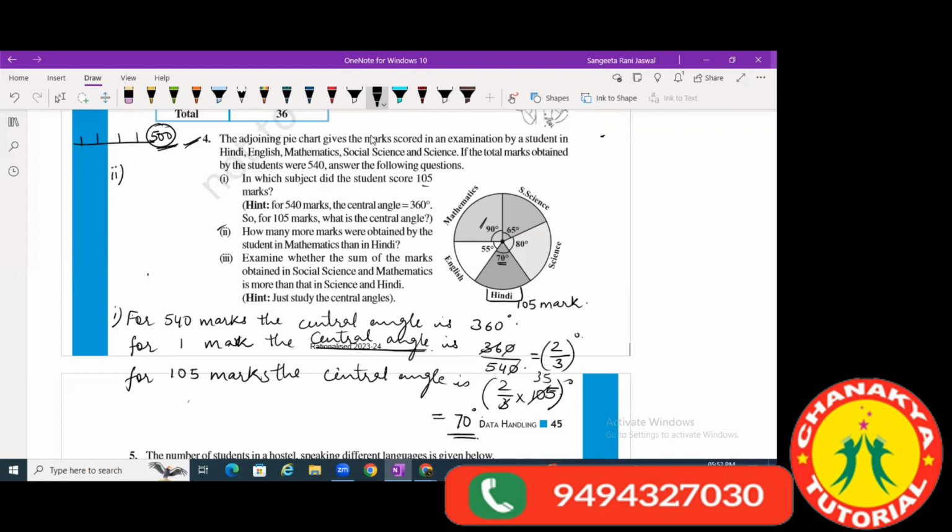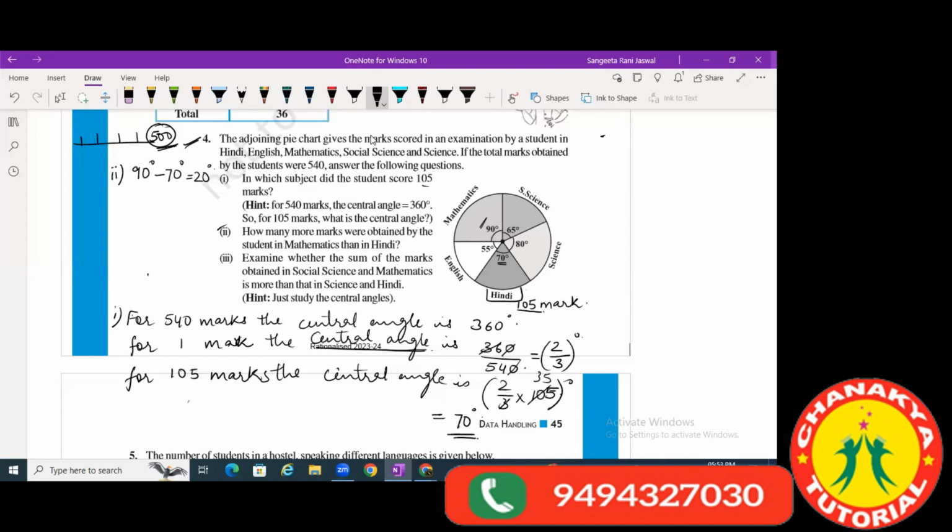But we have to find the number. How many marks is he getting? In Hindi, he is getting 105 marks. So, like that, how many marks is he getting in mathematics? So, what do we do here? We have maths is given as 90 degrees. Hindi is given as 70 degrees. So, the difference between the degrees is 20 degrees. So, we have to find what is this 20 degrees.